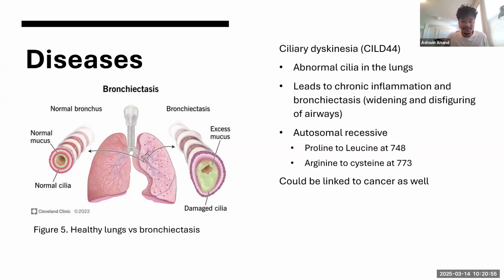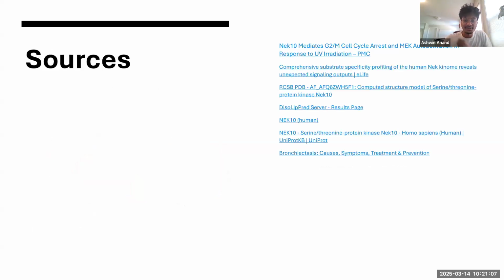This could be linked to cancer, not this disease, but the protein itself. Any malfunctions of the protein could be linked to cancer as well because of its involvement in the G2/M arrest. And yeah, that's pretty much it.